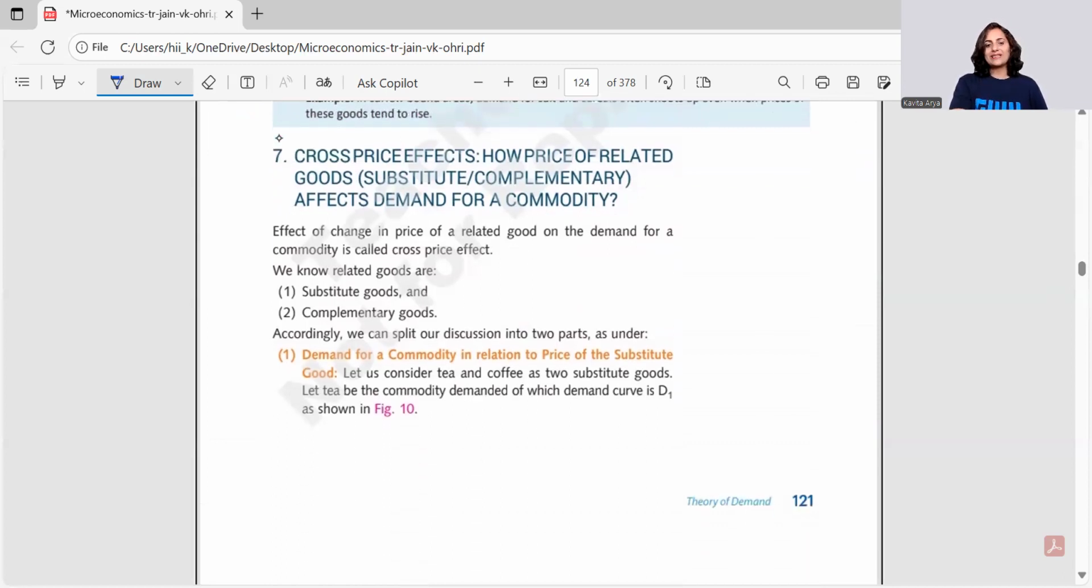The cross price effect. Cross price effect is a very interesting phenomenon. What does it state? That say there are two commodities X and Y. When the price of X changes, the quantity demanded of Y changes. So how do we see this in real life? It happens with respect to the related goods, meaning the substitute or the complementary goods.